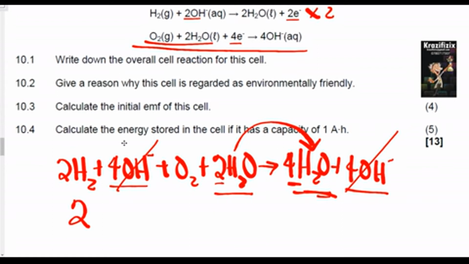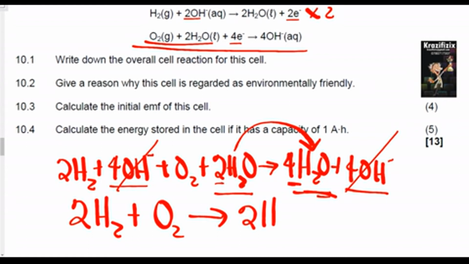So our final answer will be 2 hydrogen plus oxygen to give us 2H2O. This is liquid, this is gas, this is gas. Remember, it says hydrogen and oxygen were bubbled.